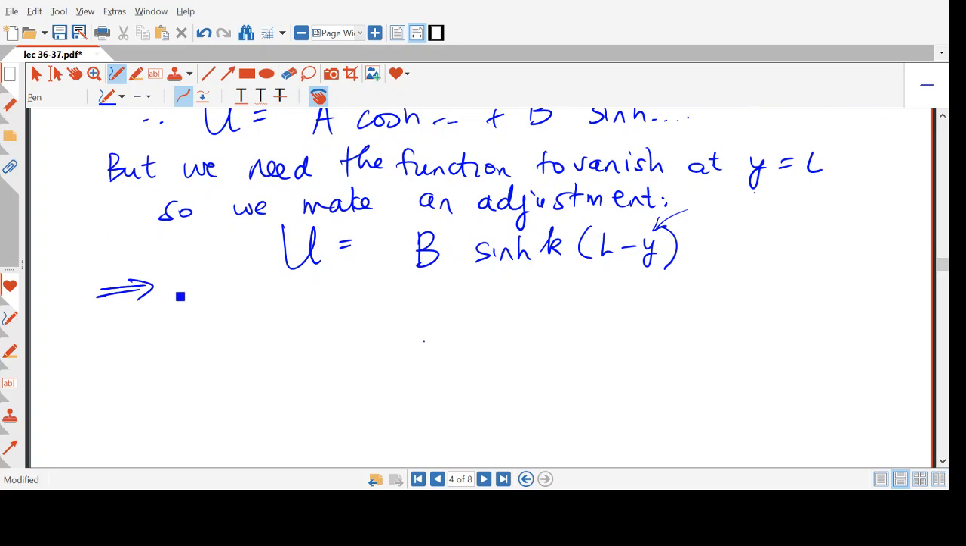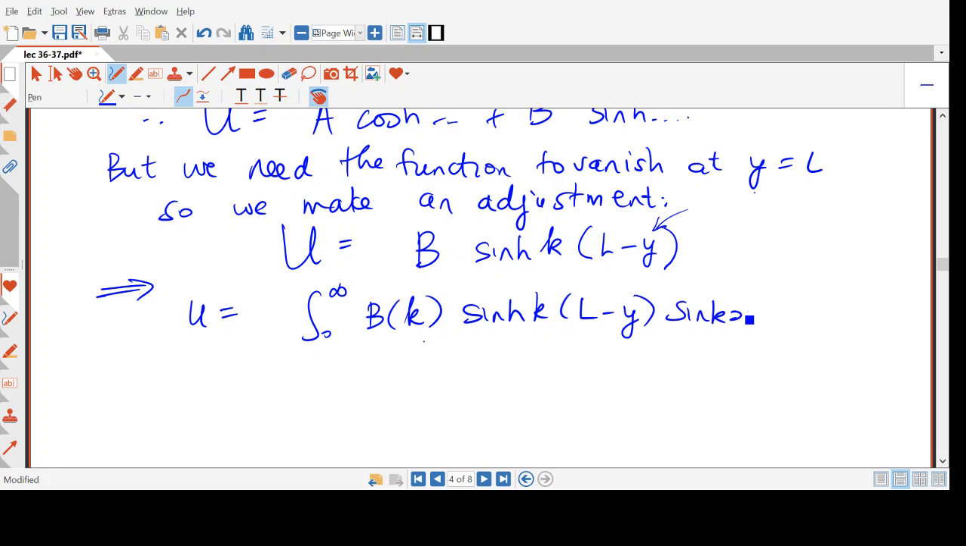So this then implies that U, small u, be clear on this, small u is the integral from 0 to infinity of b of k sinh k into (L minus y) sine kx, because we use the Fourier sine transform, dk.